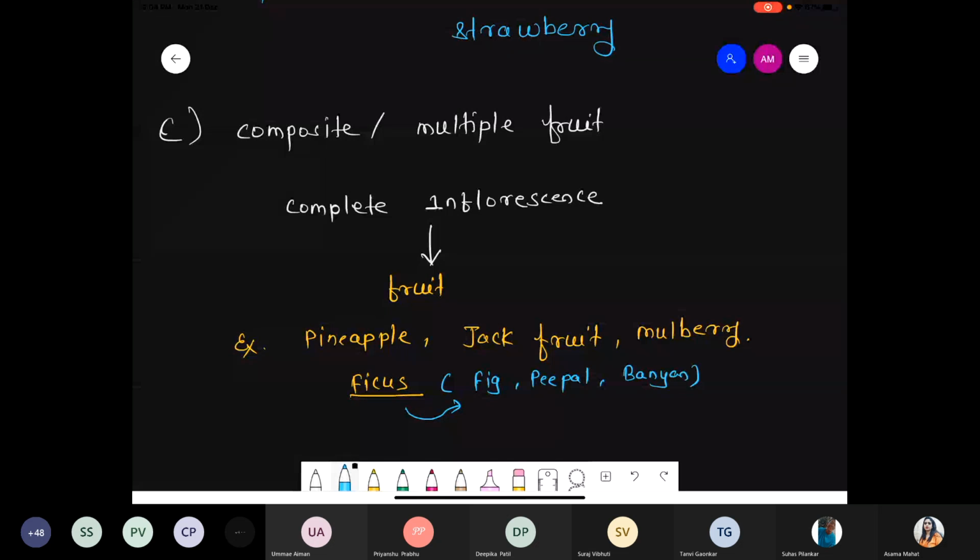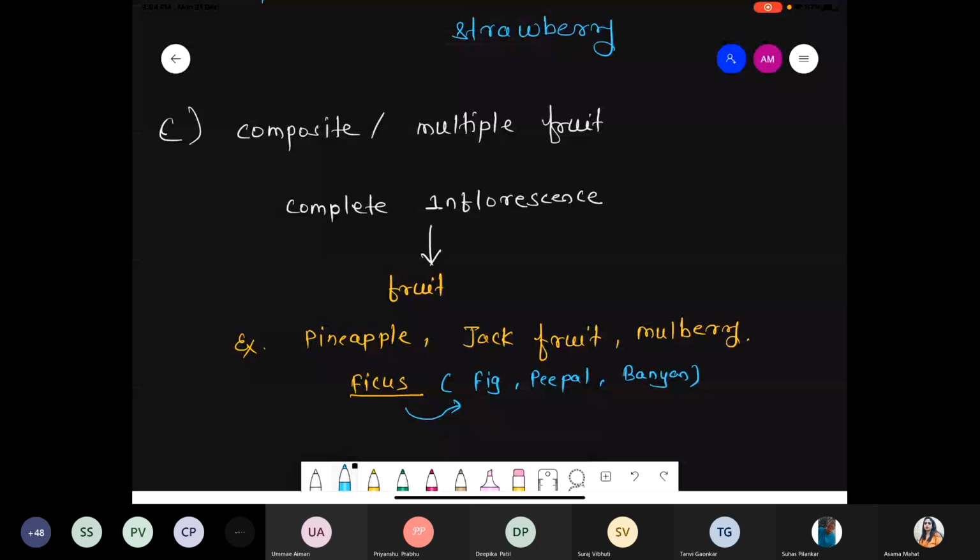Actually, these are types of the simple fruit. Dry fruit and the berry, then pepo condition, pome condition, hesperidium, drupe condition. So these are all different types of the simple fruit. So that part is already excluded. So we are not taking that part.